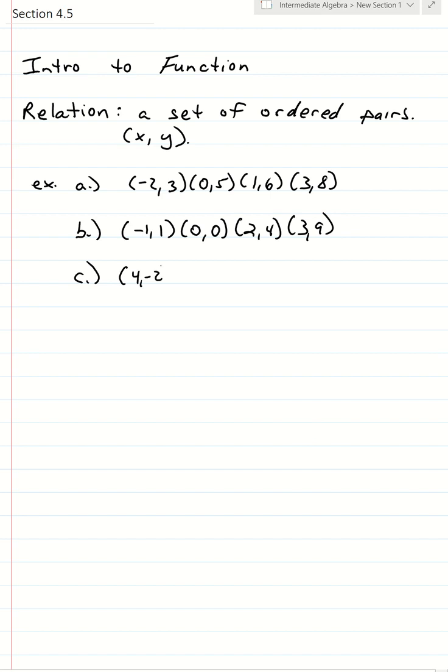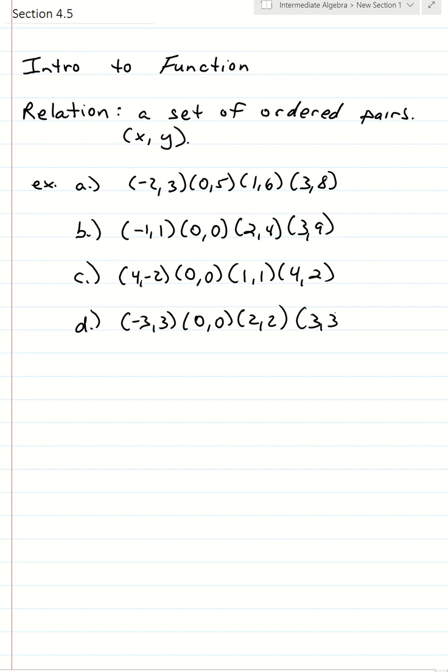Let's take a look at a third example, example C. Let's say we have (4, -2), (0, 0), (1, 1), and (4, 2). Here we have another set of ordered pairs. Therefore, by its definition, we would say that this is a relation. And let's just do one more example. Let's say we have (-3, 3), (0, 0), (2, 2), and (3, 3). This is a fourth example of what we would consider a mathematical relation because it is a set of ordered pairs. It is multiple ordered pairs. And once again, there's a relationship between the x's that would form these y's.